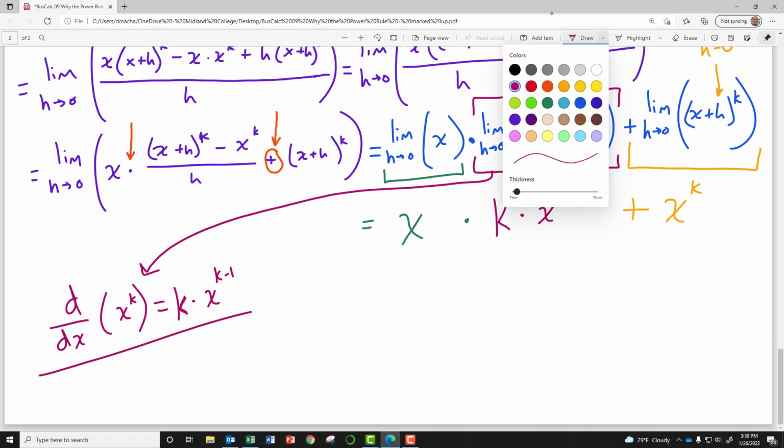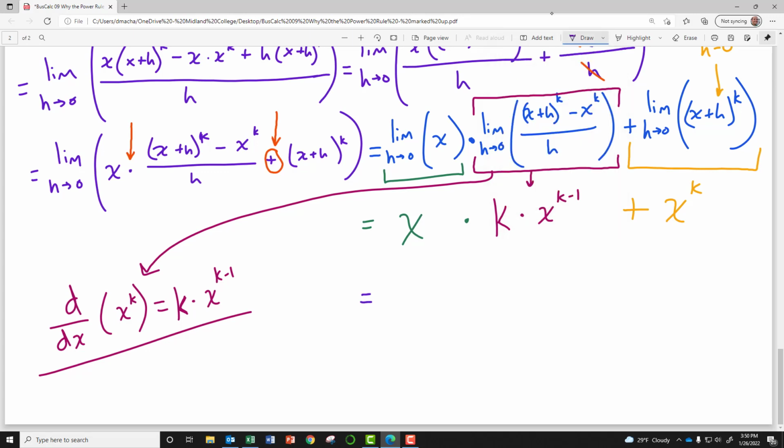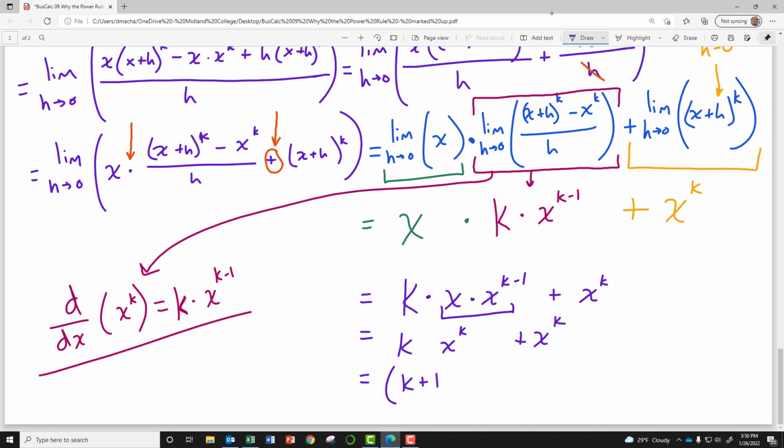So now it's very colorful, and we're, again, very close to the end of the video. This is just rearranging a bit. I have k times x to the power k minus 1 plus x to the power k. So x times x to the power k minus 1, that is just x to the power k. And if I add an additional x to the power k, this is like saying k plus 1 times x to the power k.